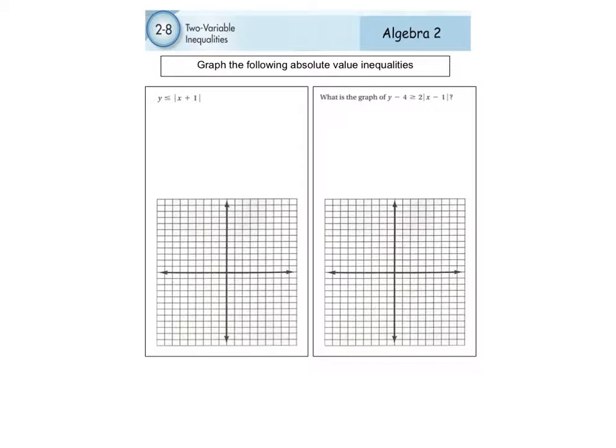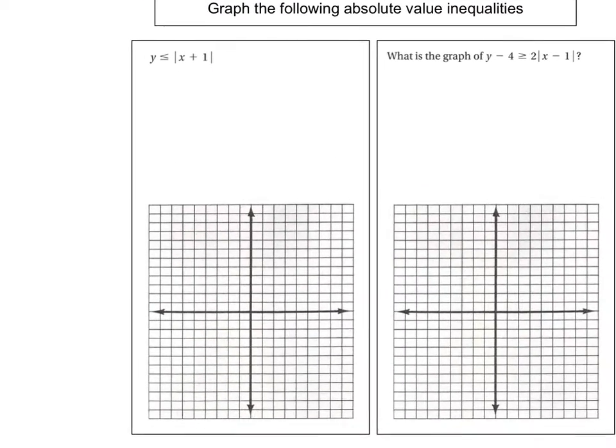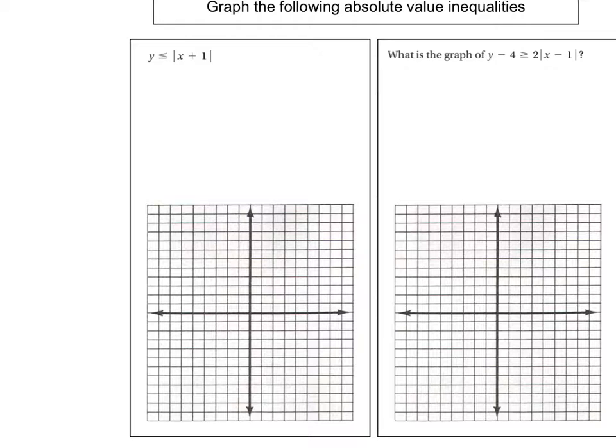Okay, so let's take a look here at this first example. Now, absolute value inequalities right here. All right, so the very first thing I want to do is figure out, okay, what's my A, what's my H, and what's my K? Well, in this case, there is no A value there, so that means that the A value is 1.